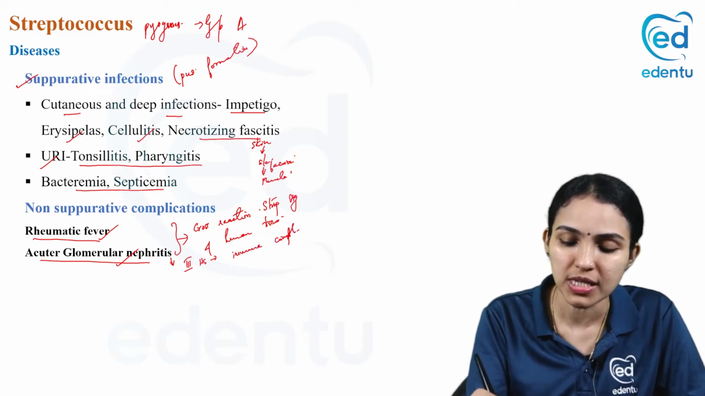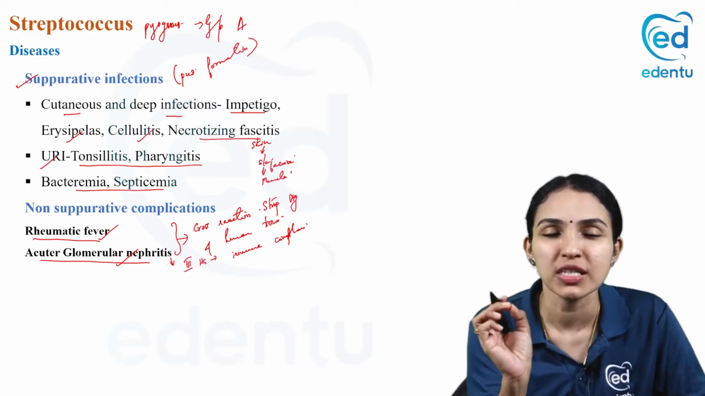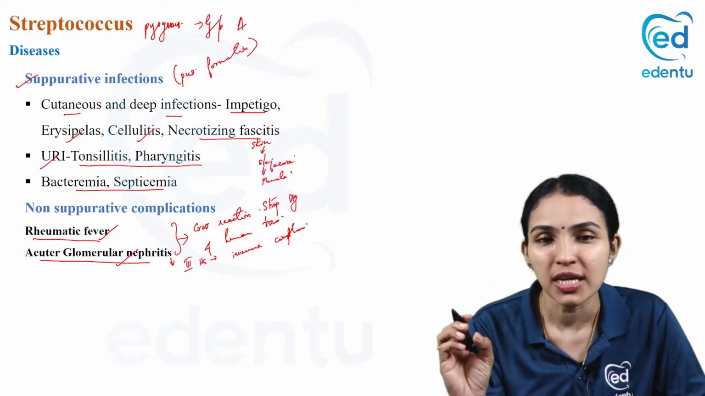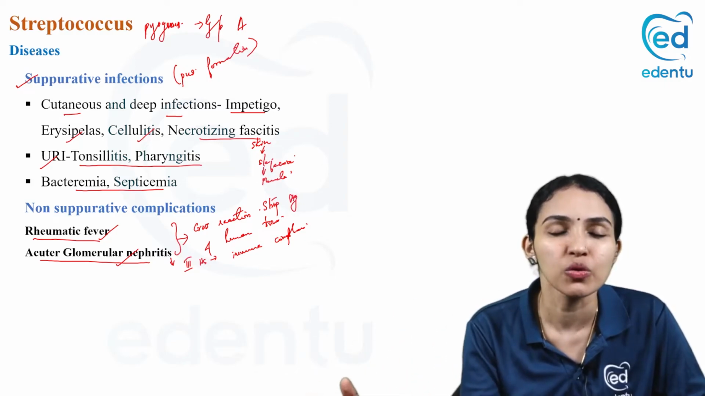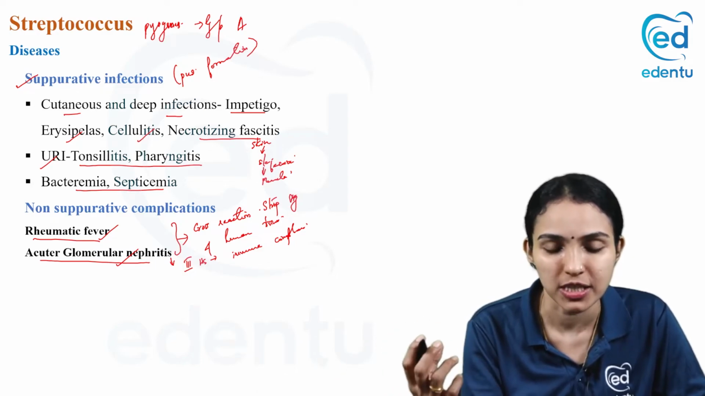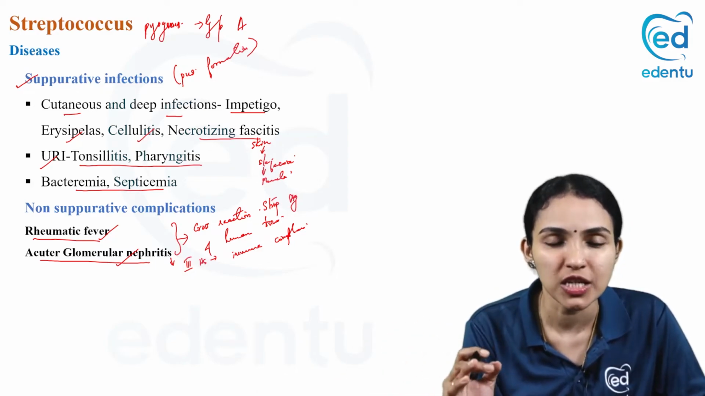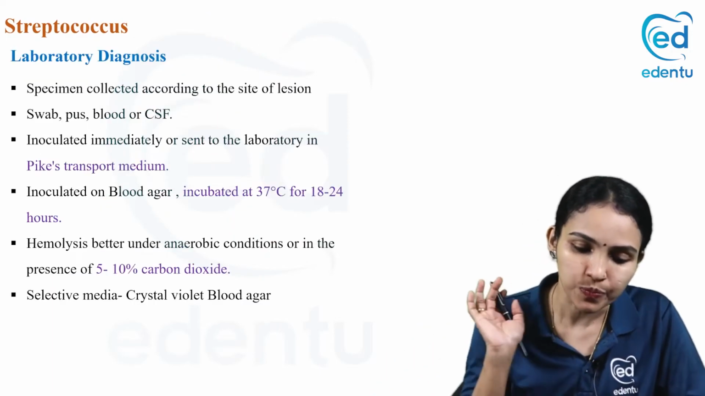So immune complexes get deposited over the glomerular basement membrane because there is some similarity between the cytoplasmic membrane of Streptococcus and the glomerular endothelium and basement membrane. So the immune complex will go and get deposited there. That can also elicit inflammation leading to nephritis. So please remember what are the complications of streptococcal infection: rheumatic fever and acute glomerulonephritis.